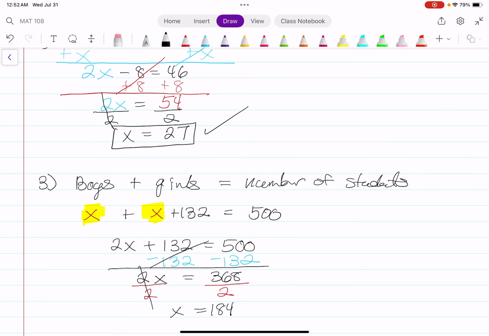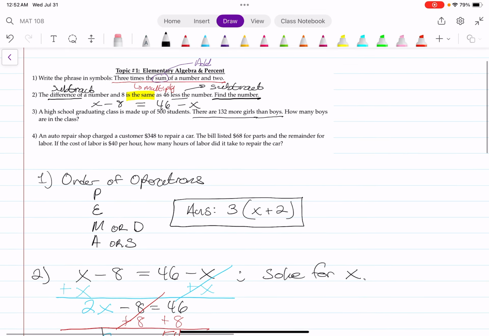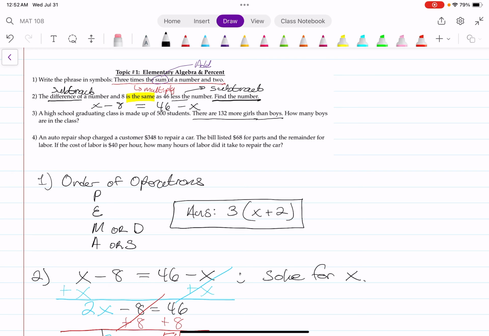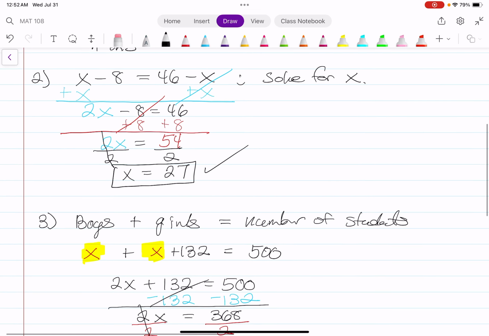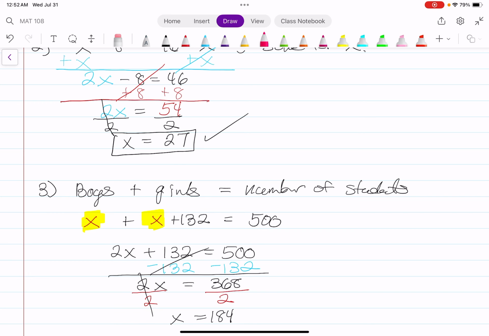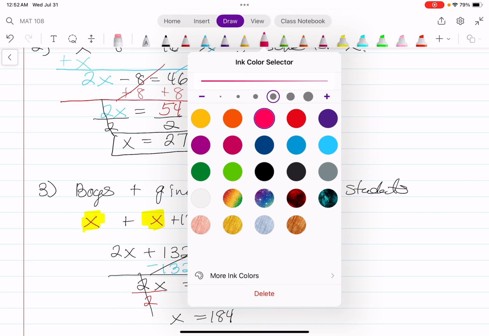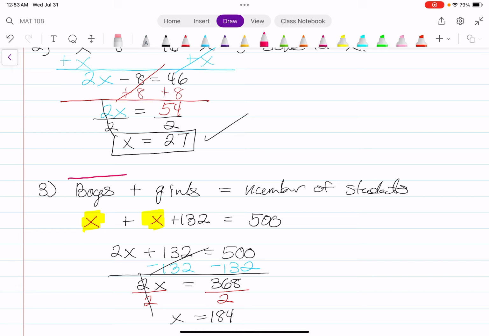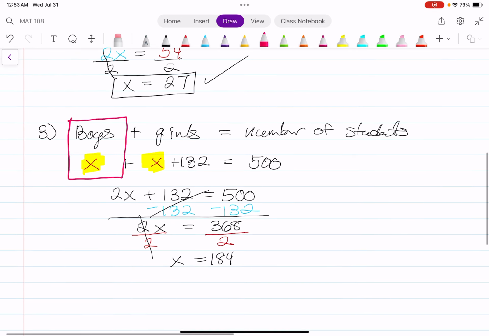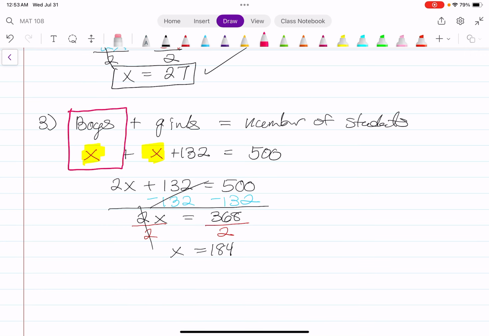When you go back to the question, it asks how many boys are in the class? Boys were defined by just X. What is X? X is 184. So our answer is there are 184 boys in the class.